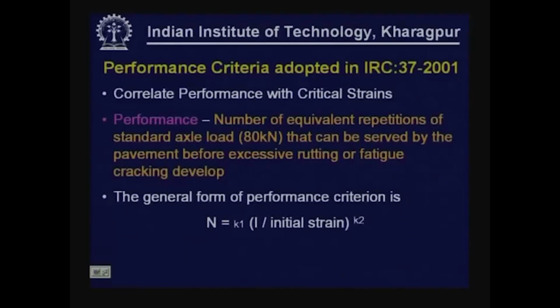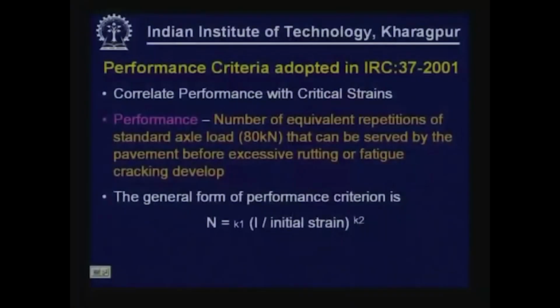The performance criteria adopted in IRC 37/2001 correlate performance with the critical parameters that were selected. There are two distresses that we were interested in, and there are two mechanistic parameters that were selected to explain the behavior of pavement in terms of these two distresses, fatigue cracking and then rutting. We recollect that the two strain parameters, mechanistic parameters that were selected, are tensile strain at the bottom of bituminous layer and vertical strain on top of subgrade.